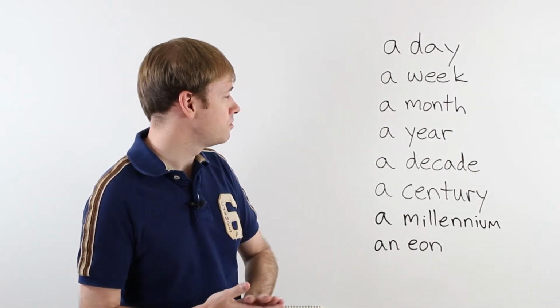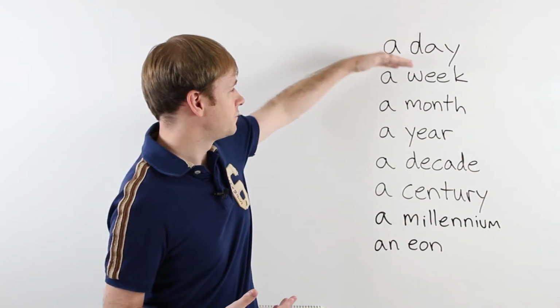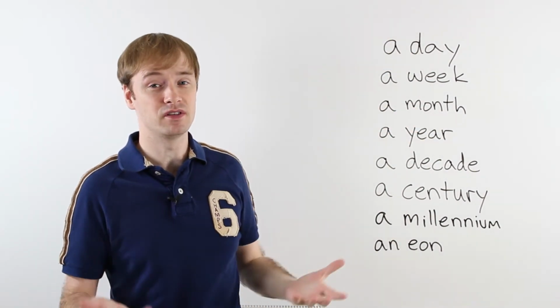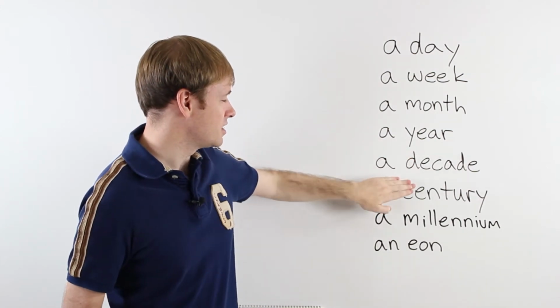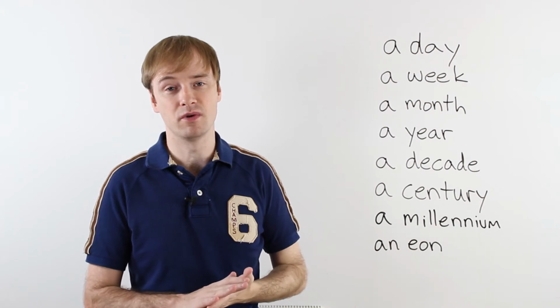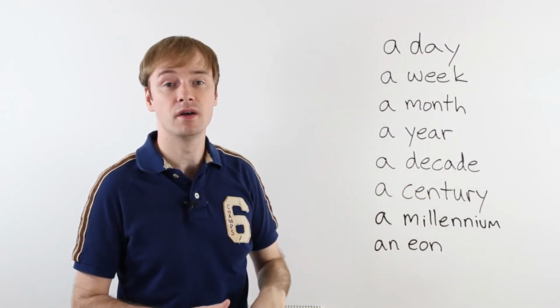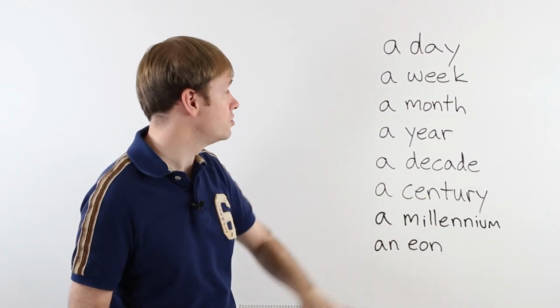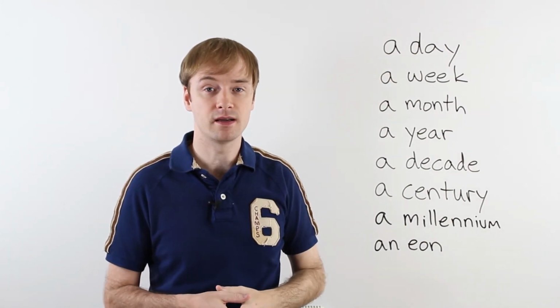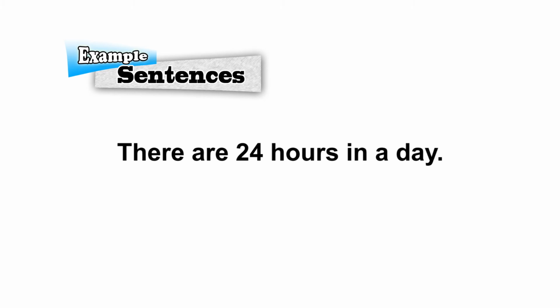Okay, so probably, of course, the first four are the easiest, and they're the most important. The decade, century, millennium, and eon. Okay, you're not going to hear those too much. Okay, just I'm teaching them so you know. But you should know the first four. Okay, so let's take a look at a few examples. Okay, here are a few examples.